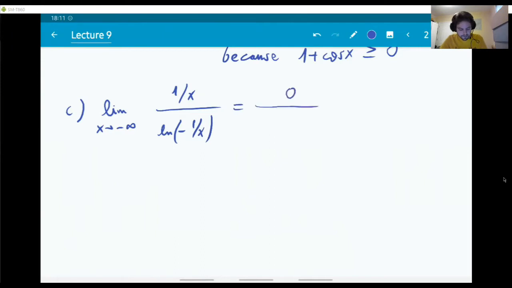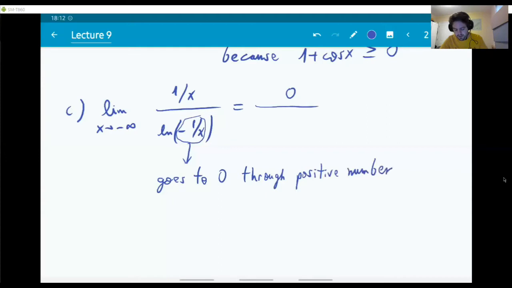And what's happening at the bottom? This ln, we're taking ln of minus 1 over x. So again, 1 over x itself is going to 0. But it's a negative number, all right, because it's a minus infinity here. 1 over x is negative, but then we have this other minus sign for it. So you can say this is a 0 but positive. You can say, for example, goes to 0 through positive numbers, which is important because we're taking ln of that. That's the reason why this minus sign is in there.